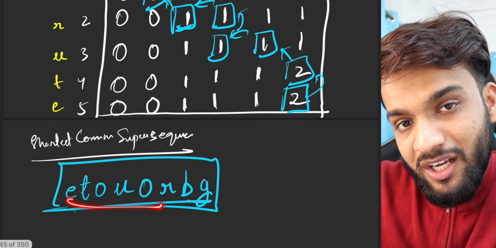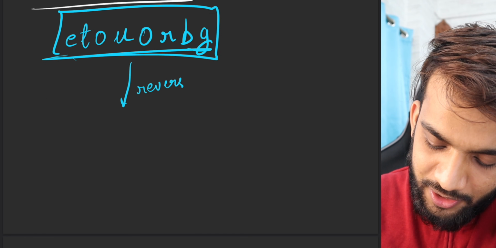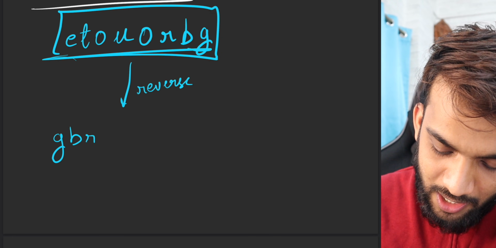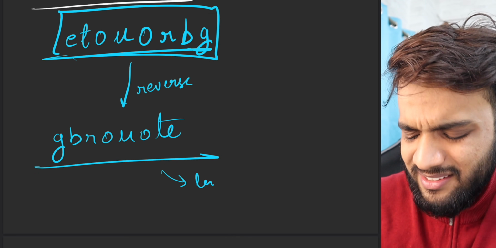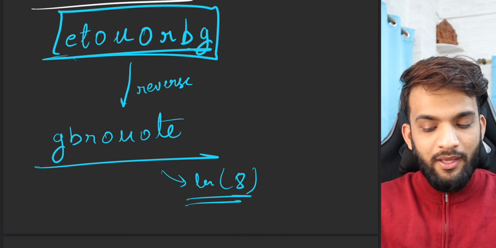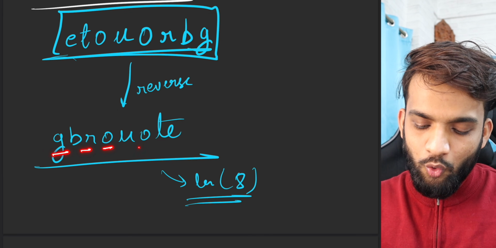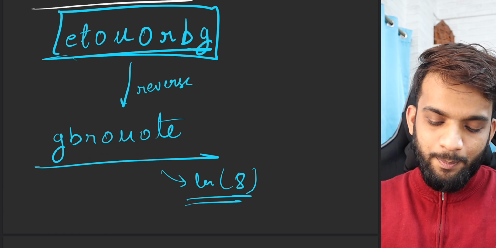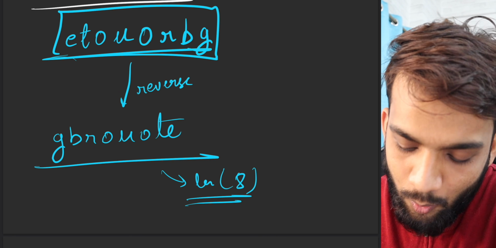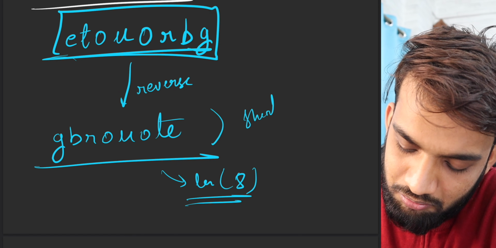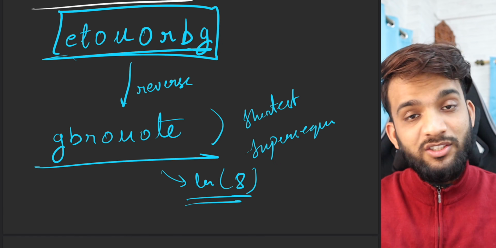It's the reversed string. So just do one thing. Reverse it. This becomes GBROUOTE and a length 8. And since there can be multiple answers, it's okay even if you get this answer. Because if you see GROOT, Groot is there. BRUTE, Groot is also there. So we got our shortest super sequence or common, whatever you can call it. That's how you'll get it.